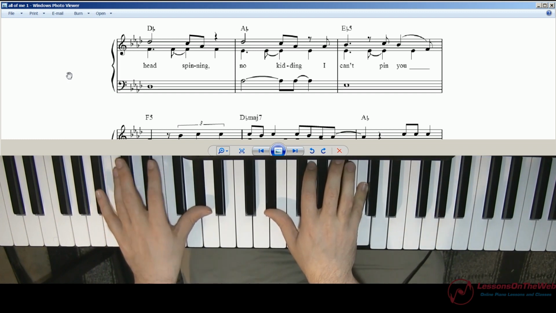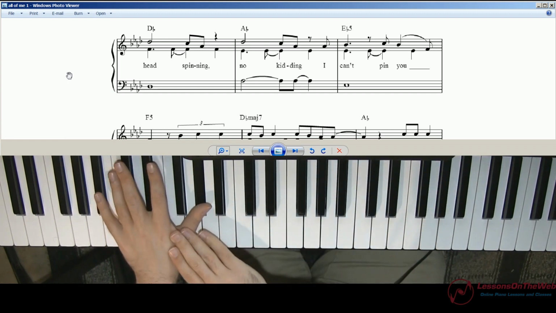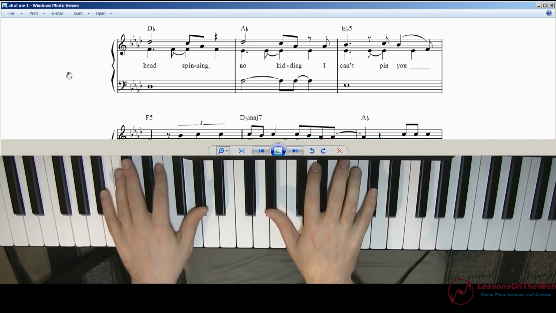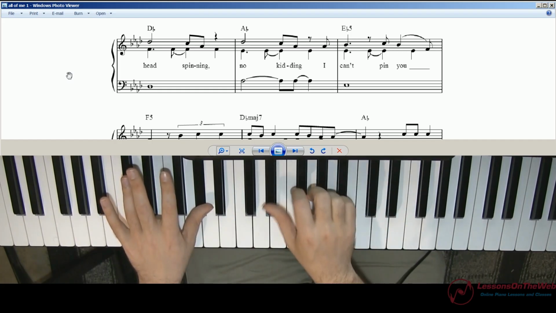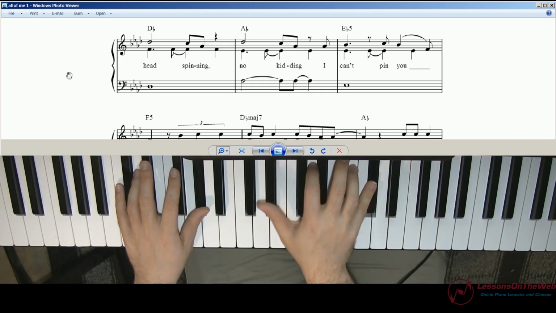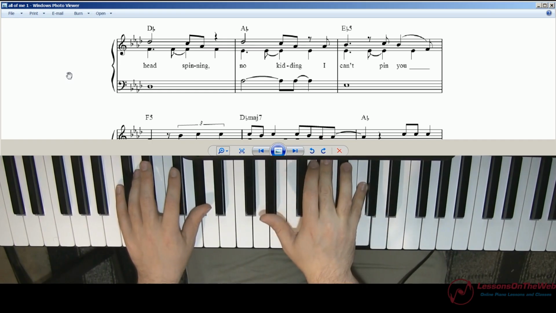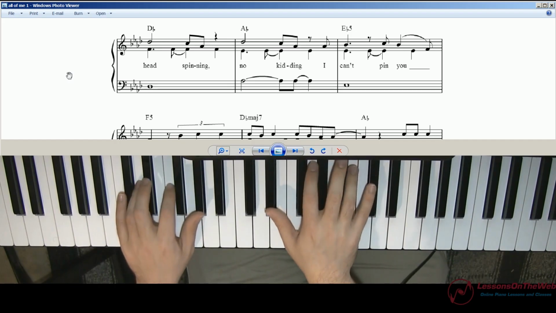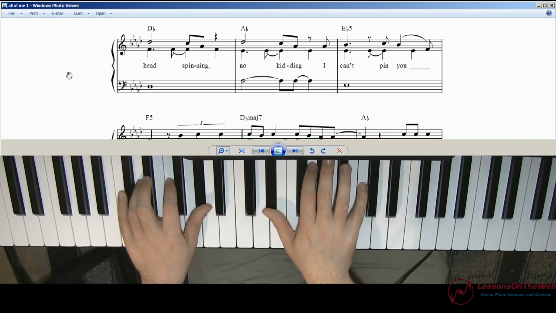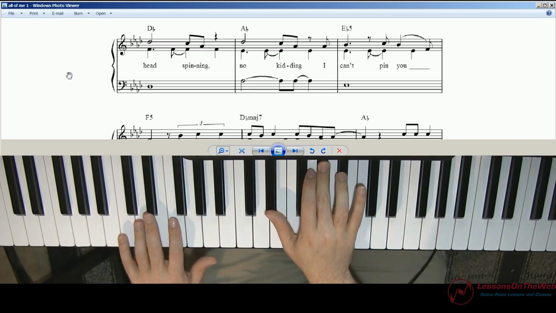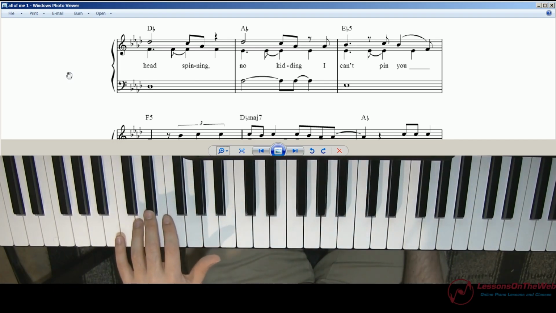On "no" in the beginning of the next measure, you have A flat, left hand, E flat, D flat. Sorry, I think I hit C in the beginning. But you have A flat, E flat, D flat. Play those for "no." And then there's an E flat by itself again. And then you have "kidding," "I." For "I," you have an A flat, so that whole measure: "no, kidding, I."